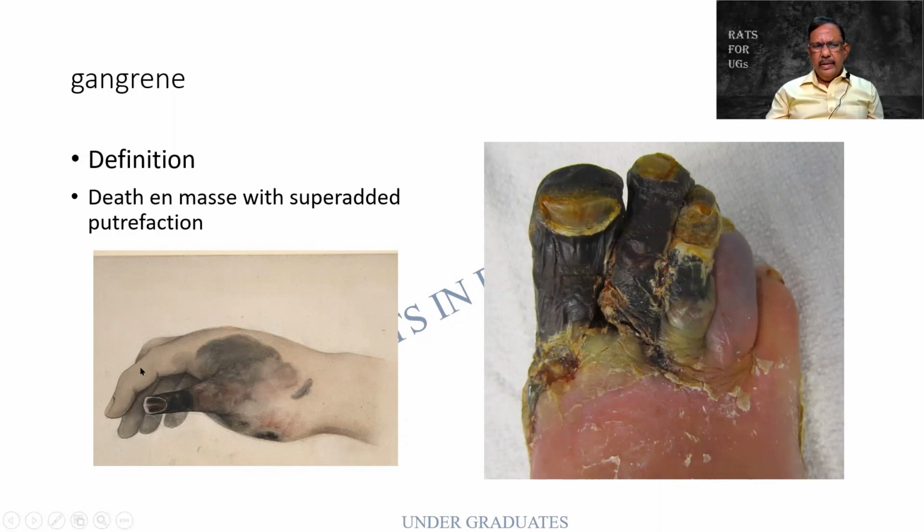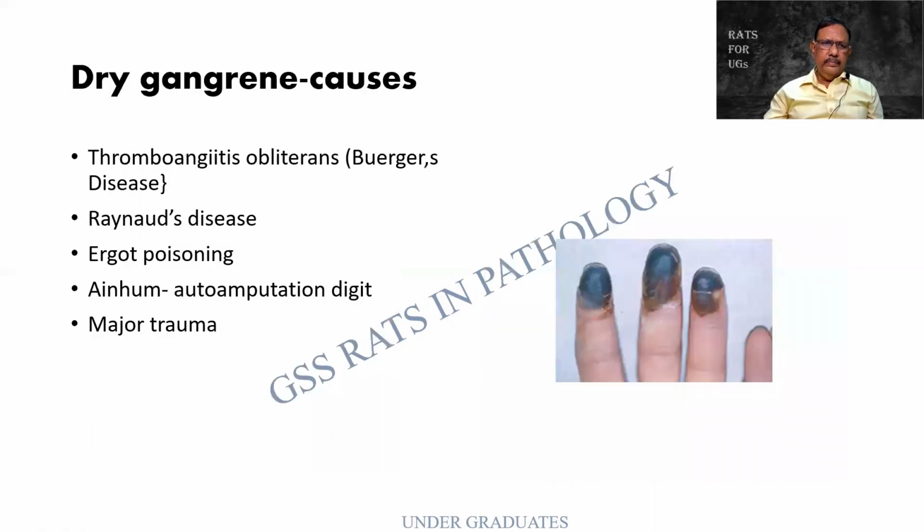And this again. The problem with gangrene is, if it is not treated initially, it will be spreading along a plane. There are two types of gangrene. One is called the dry gangrene, the other is the wet gangrene. Dry gangrene, what can be the causes?